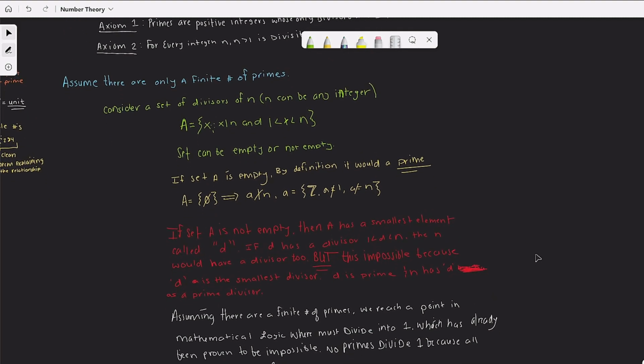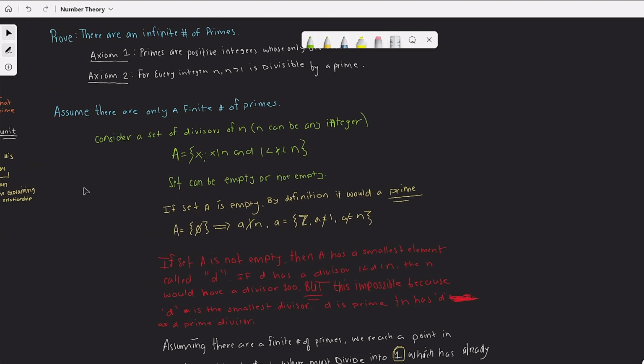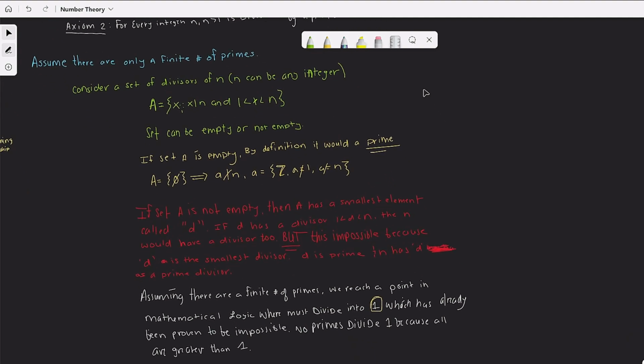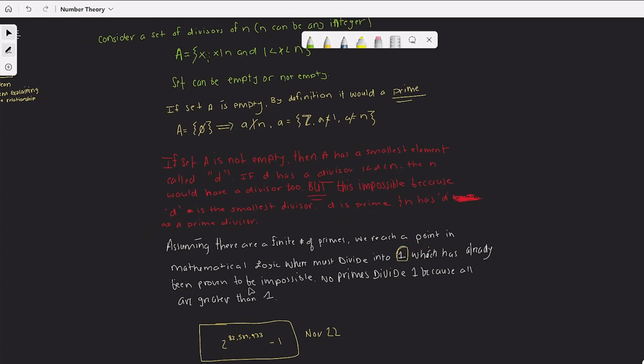divisor. So if we assume there are a finite number of primes, we reach a point in the mathematical logic where we must divide into 1. The only possibility if the set is not empty is 1. And we can't divide into 1. For every integer n, which is because of our axiom 2, for every integer n greater than 1, is divisible by a prime. But it says nothing about n if it is 1. So we can't divide into 1 because it's already been proven to be impossible. And no primes divide 1 because all are greater than 1.